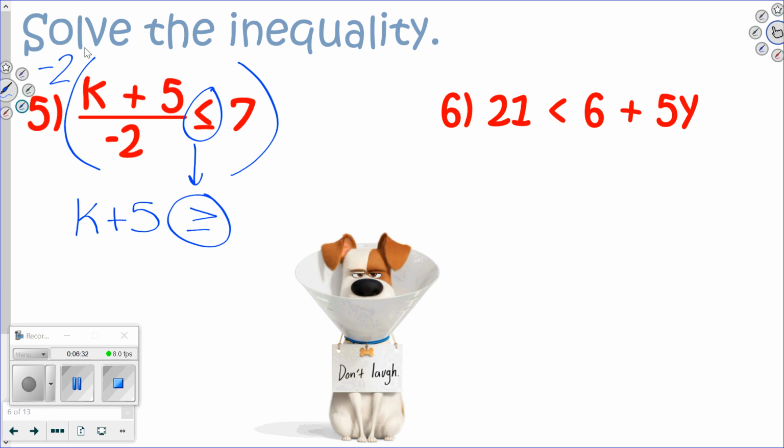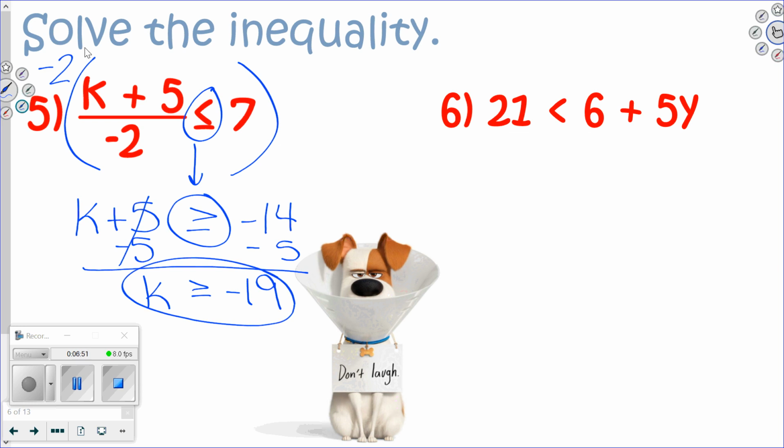-2 times 7, -14. And then to get k by itself, good, we'll just subtract 5 off. So k is greater than or equal to -19. Good.